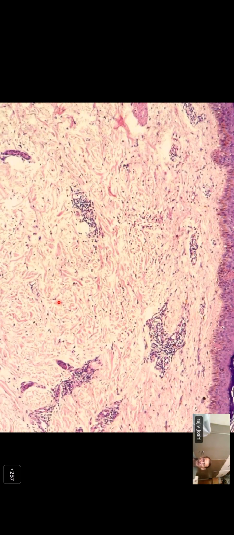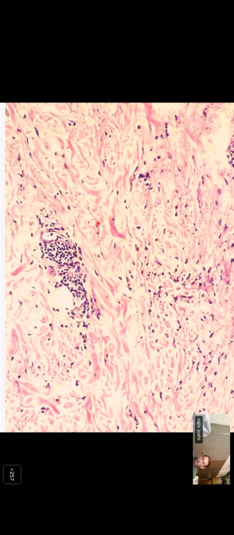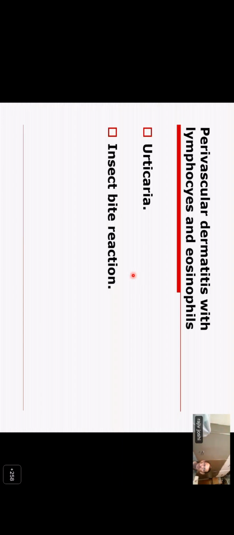You go to still higher power, and you see that there are a lot of eosinophils. Here, plenty of eosinophils which are scattered. So now you can come to a differential diagnosis of conditions like insect bite reactions, drug reactions, bullous pemphigoid. Based on this pattern here would be superficial and deep, perivascular and interstitial with a lot of eosinophils. So the differential here would be urticaria and insect bite reaction.